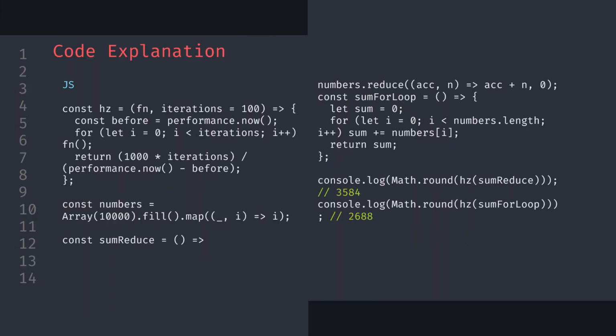This code defines a function Hertz that times how long a given function takes to run for a number of iterations. Then, it converts that to Hertz. How many times per second does it run? Two sub-functions are tested to compare speeds.